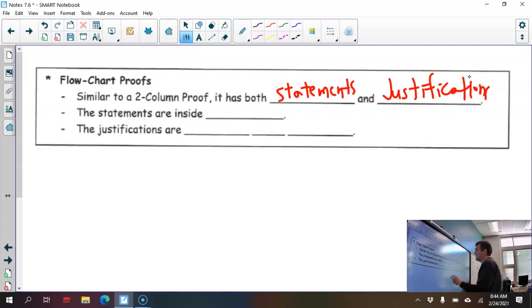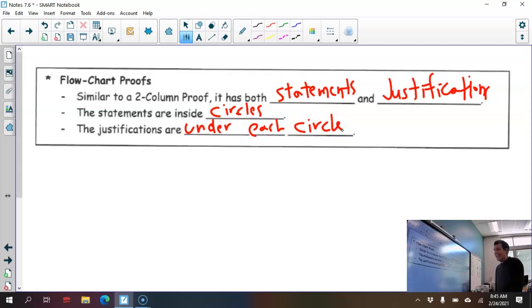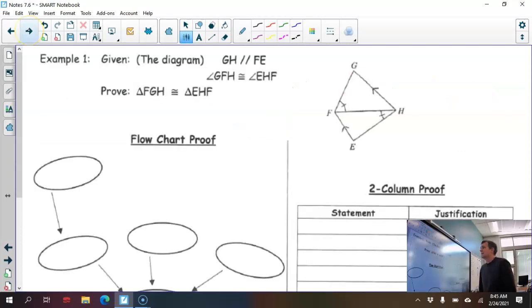Right? The statements are inside circles, as you will see here in a second, and the justifications are under each circle. It's just a different way to write the same thing, but I'm telling you, most people like it better. All right, so here I have a proof, and we are going to do this proof both ways.